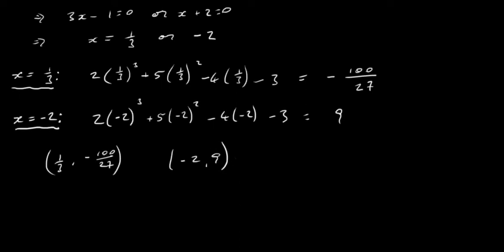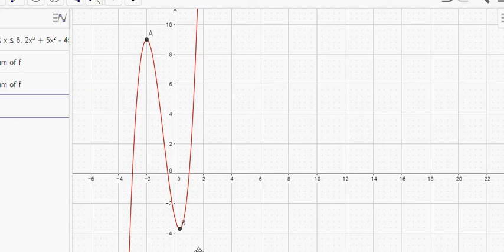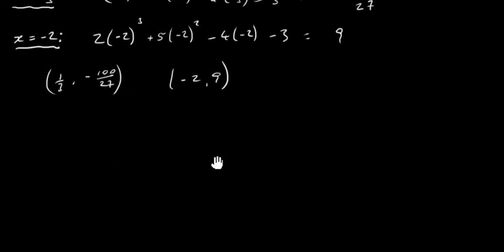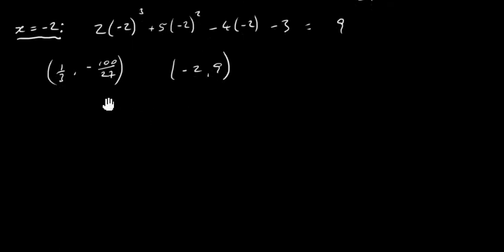So we can see from this diagram here that our minus 2, 9 is our maximum, and the other one here is our minimum. However, you won't have that facility in an exam, so you're going to have to check which one is the minimum and which one is the maximum. Now it probably looks fairly obvious anyway which is which, but to do it out formally, what you need to do is differentiate your function again.